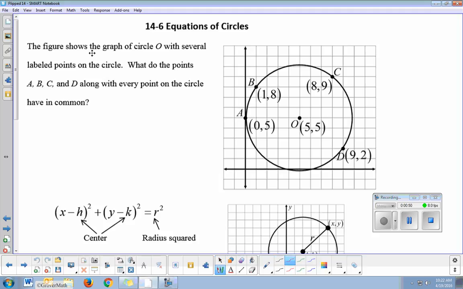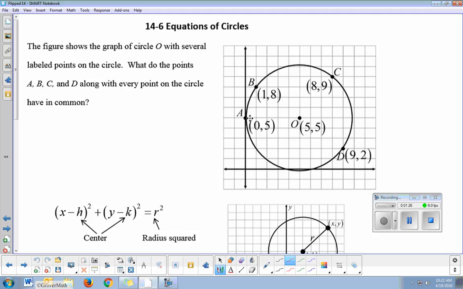So the figure shows the graph of circle O with several labeled points on the graph. We have A, B, C, D, and their coordinates labeled along. And the center of the circle is O. What do points A, B, C, D, along with every other point on the circle, have in common? Well, a circle is a collection of points that are equidistant from a center point. So A, B, C, D, they are all the same distance away from the point O. And we can see that.